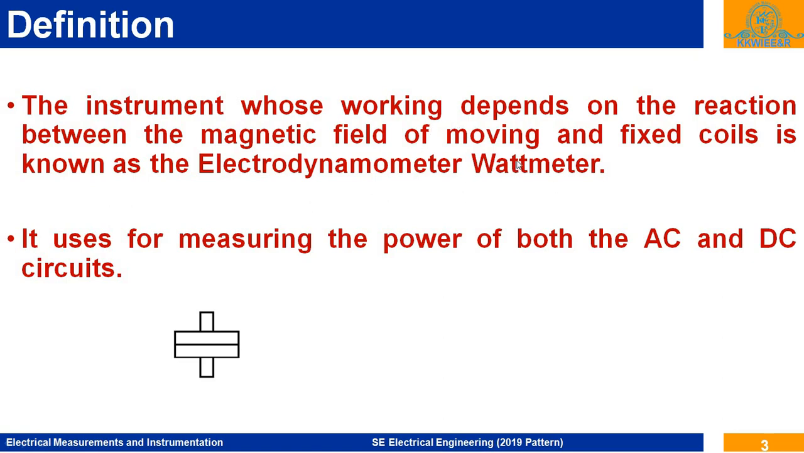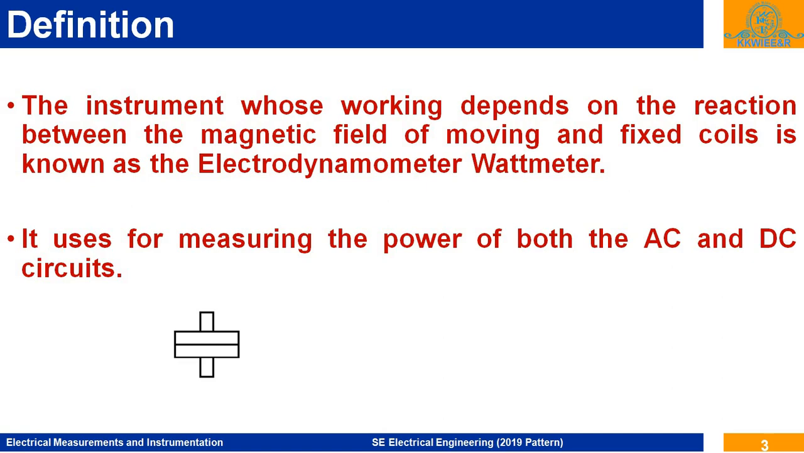So from this we require a moving coil and a fixed coil. Basically we require two coils which will measure voltage and current, based on the magnitude of voltage and the magnitude of current flowing through this fixed coil, which is driven by the load. Based on these two quantities there is a proportional current, and this current will induce the magnetic field.